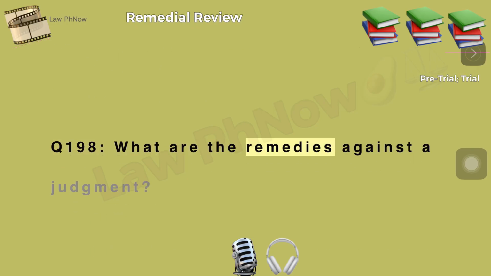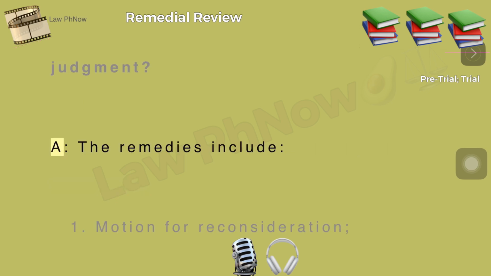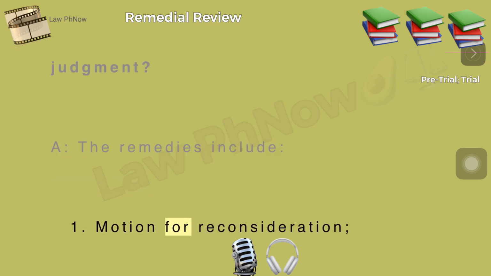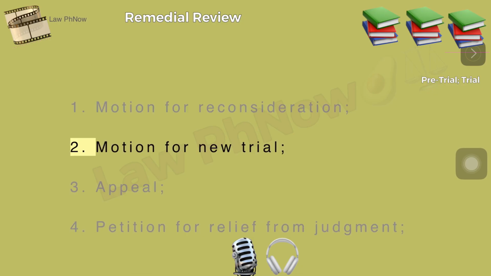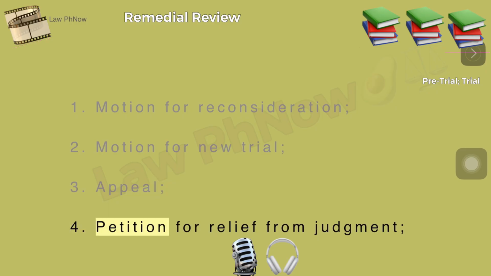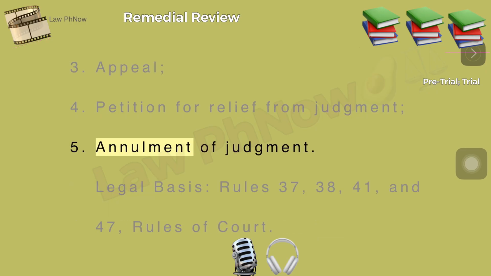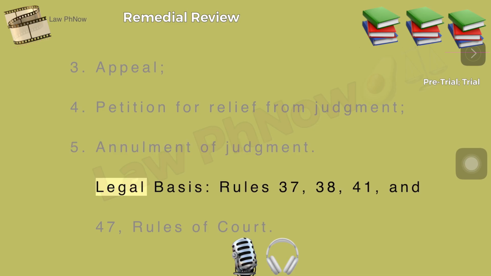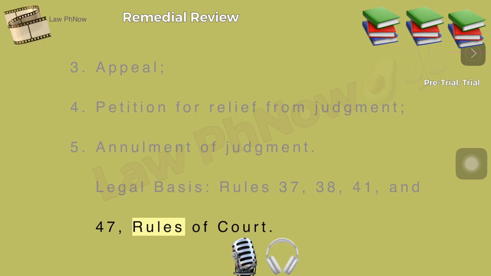Q198. What are the remedies against a judgment? A. The remedies include 1. Motion for reconsideration. 2. Motion for new trial. 3. Appeal. 4. Petition for relief from judgment. 5. Annulment of judgment. Legal basis, Rules 37, 38, 41, and 47, Rules of Court.